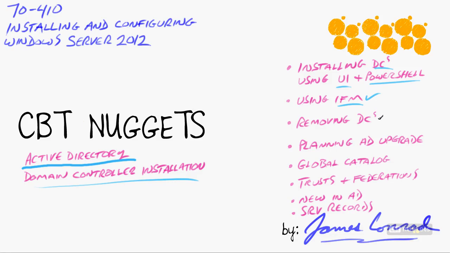We'll look at that. We'll look at removing domain controllers as well. Maybe you need to decommission some or repurpose them for some reason. We'll take a look at planning an Active Directory upgrade. You can upgrade from Windows Server 2008 to Windows Server 2012 domain controllers. So we'll take a look at some considerations to keep in mind there. And then we'll look at also the global catalog.